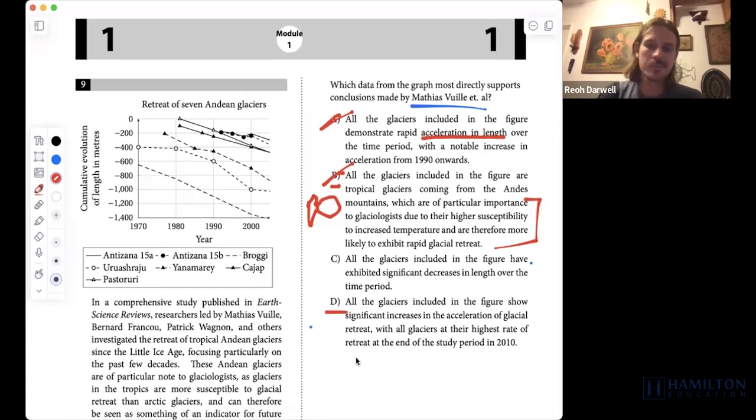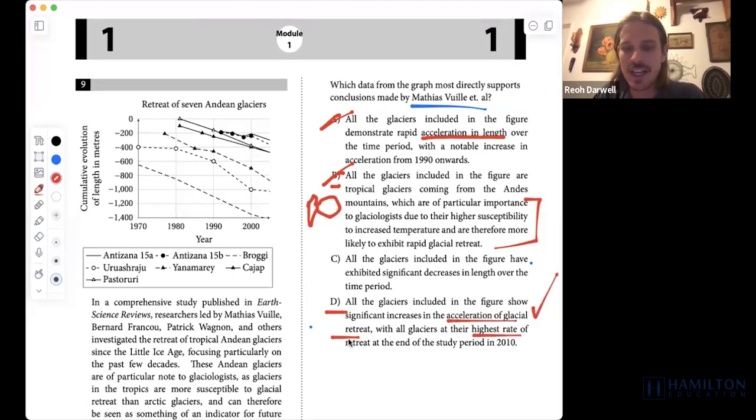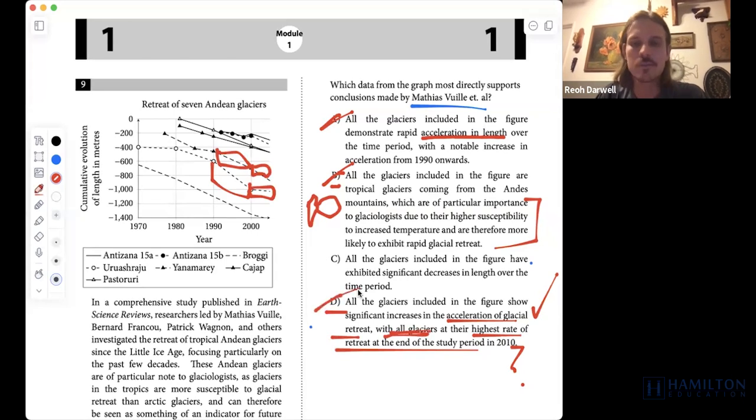Now let's look at D. Okay. So D is a little bit too extreme, right? It's just not totally true of the graph. Okay. So they all see an acceleration of glacial retreat. So that's good, right? But are they all at their highest rate of retreat at the end of the study period? I would say that that's not the case, right? It looks like this is more steep than this, right? And you might say that this here looks more steep than this. I don't think you can universalize this here. So that is too extreme, okay?